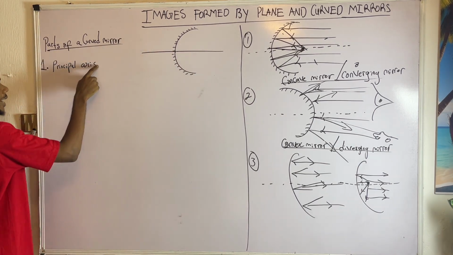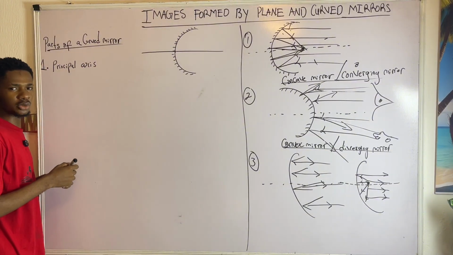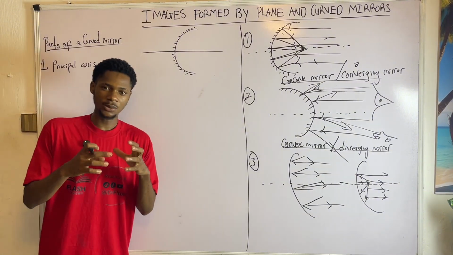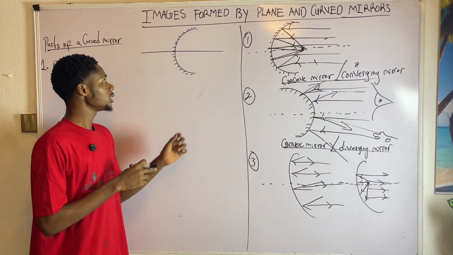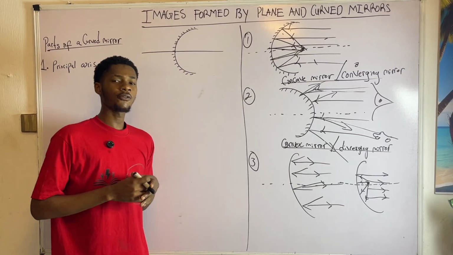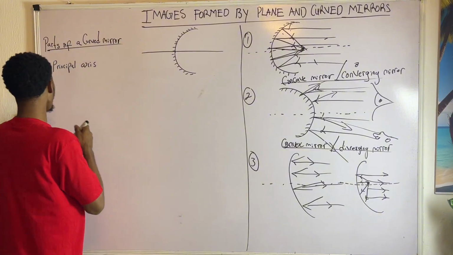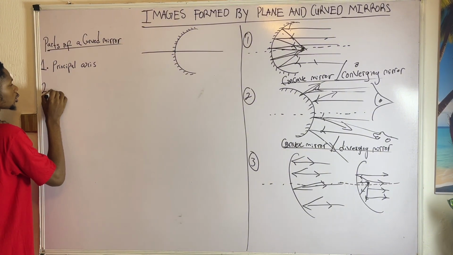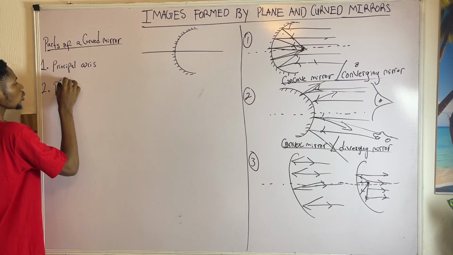So the principal axis, I don't have to start writing out the definition. From me saying this, you can simply pause the video and jot things down. The principal axis is a line that passes through the center of the curved mirror. How about the next one we're going to talk about? The next one we're going to talk about is the pole.